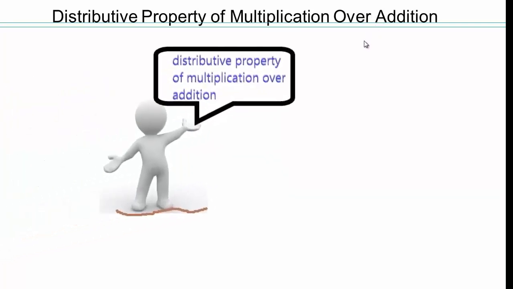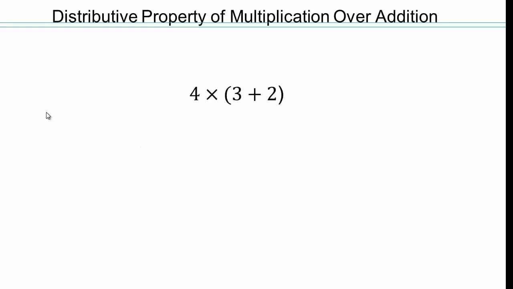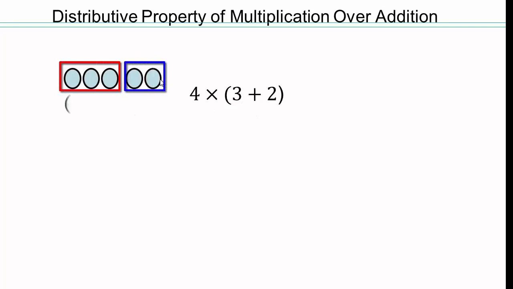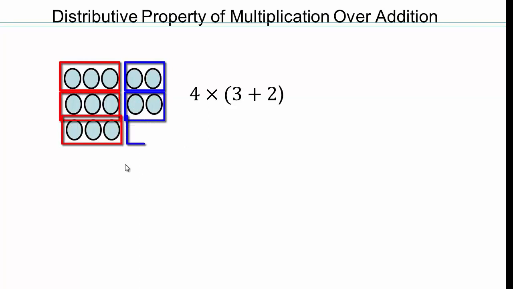Let's talk about distributive property of multiplication over addition. We are going to insist that you cannot just say distributive property. You must use all of those words. It will avoid you making mistakes. So let's first just see what the property is. Let's look at 4 times 3 plus 2. What does that mean to you? 4 rows of objects, how many? 3 objects and 2 objects together. So 3 objects, 2 objects, 4 times laid out in a row like that. So let's do that.